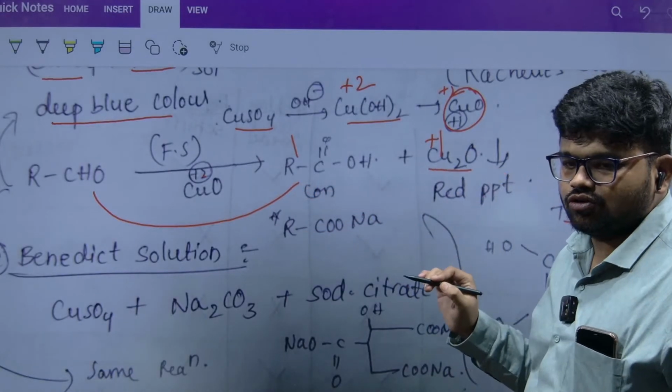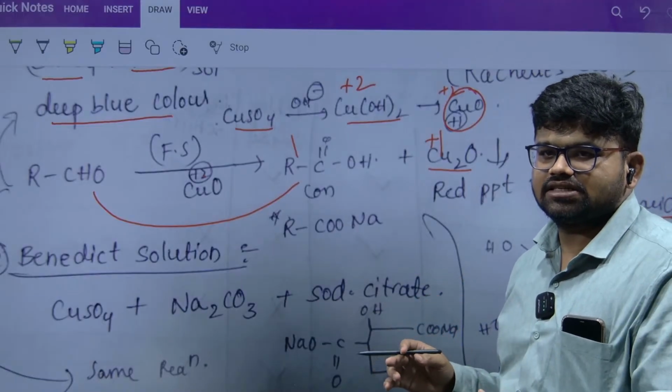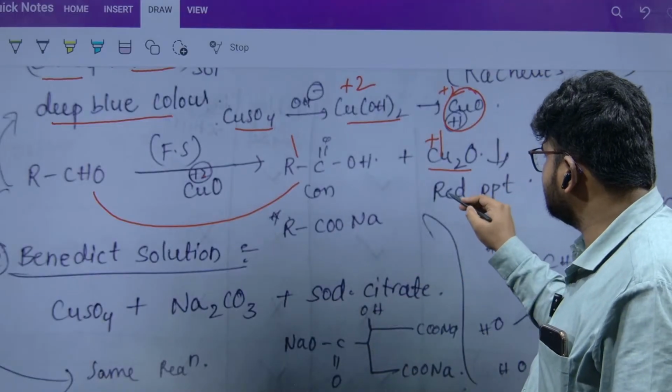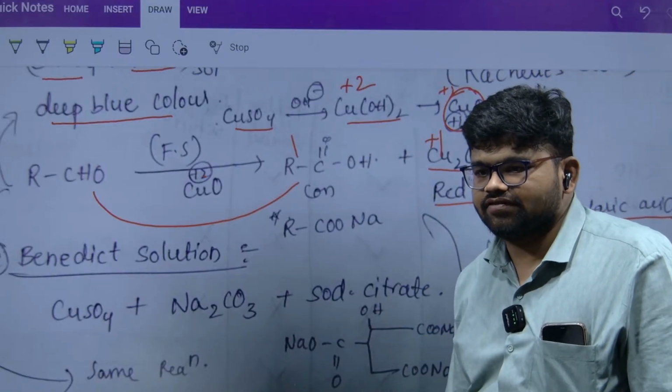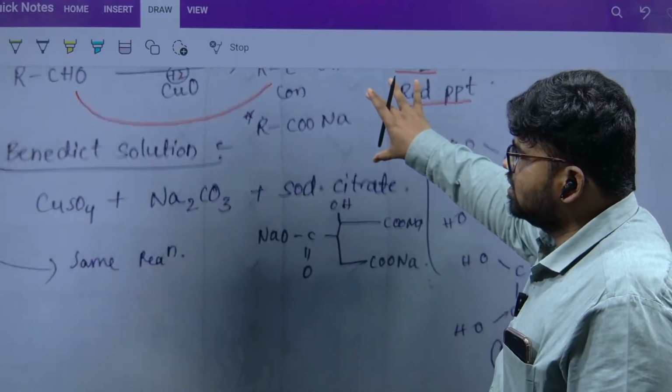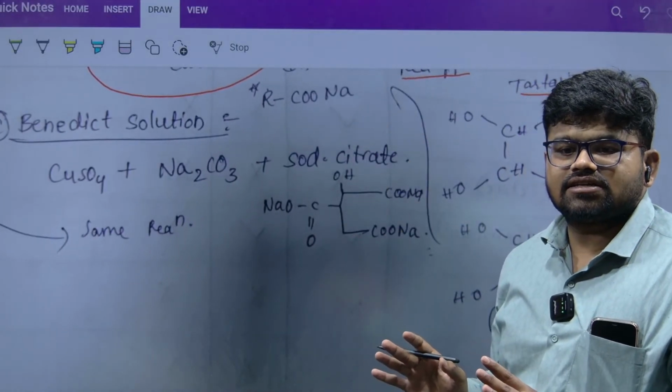You are going to form CO2. Here formation of CO2 is the major confirmatory test. What is that confirmation? It is having the red PPT. Red Cu2O is having red PPT. Okay. Next point, Benedict's solution test.